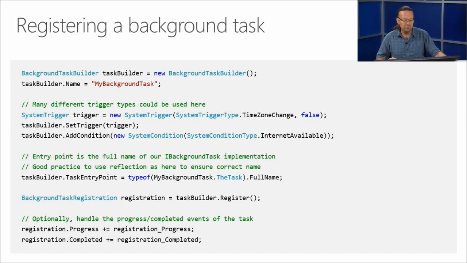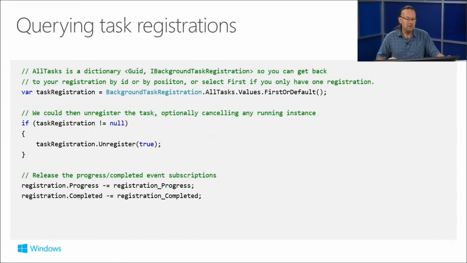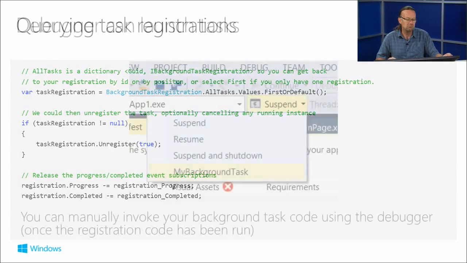And then you call task builder dot register. You register your background task. And then optionally at the bottom, this is where you can hook those events that the background task fires. You can hook a progress event to get a progress update or a completed event. You can find out what background task registrations you already have, and then you can unregister them when you're done and re-register them as appropriate. And obviously, if you unregister, you want to deregister from any events associated with that as well.